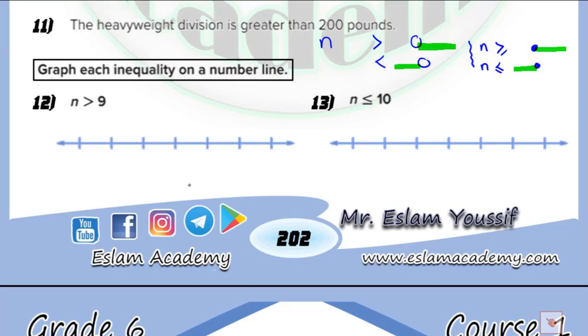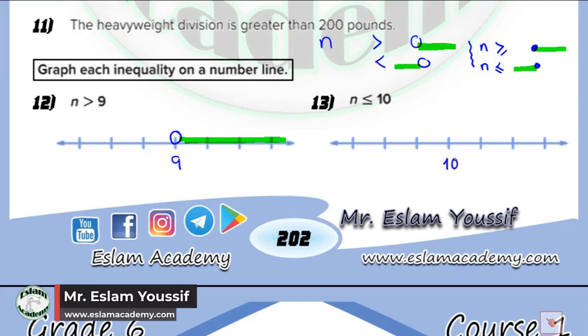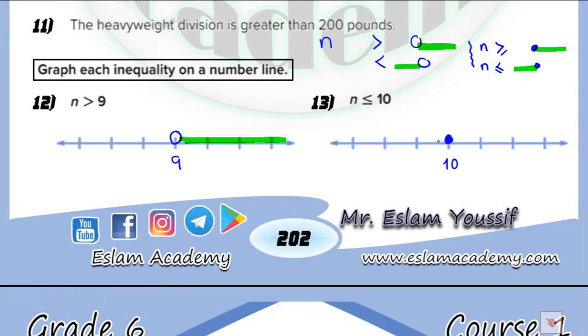So how can we solve? N more than 9, just write 9. Once we have more than only, we make an open circle above 9. More than means it's going to the right, so we'll shade the part which lies at the right. N less than or equal to 10, just write 10. Once we have less than or equal, it will be a closed circle, and because we have less than, it will be shaded to the left.